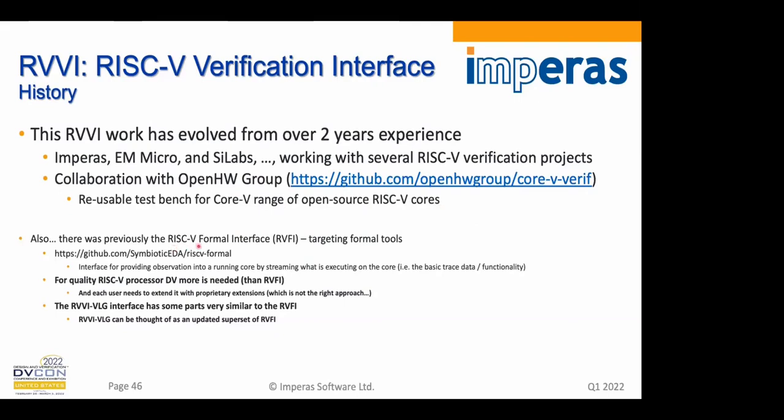There was previously something called the RISC-V formal interface, which was targeting formal tools, actually from a company called Symbiotic. And it really was just to observe information out of the cores so that the formal tools could try and make use of it. But for DV, you need a lot more than what's available in RVFI. What's happened is people have tried to adopt RVFI for verification, but they end up just extending it with proprietary extensions, and that's not really the right approach. What we did with RVVI is we took some of the capabilities out of RVFI and put those into the Verilog part of the RVVI interface. So you could think of it as a sort of updated superset of it.